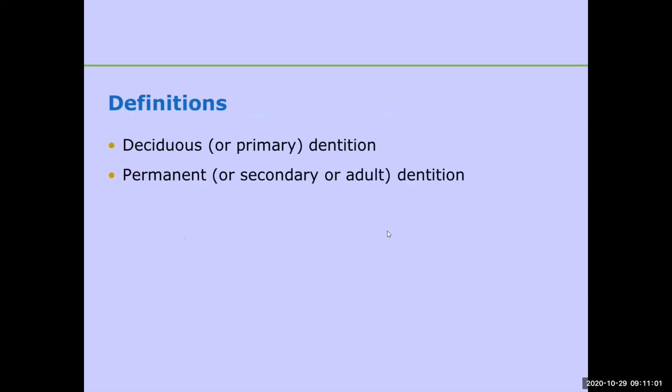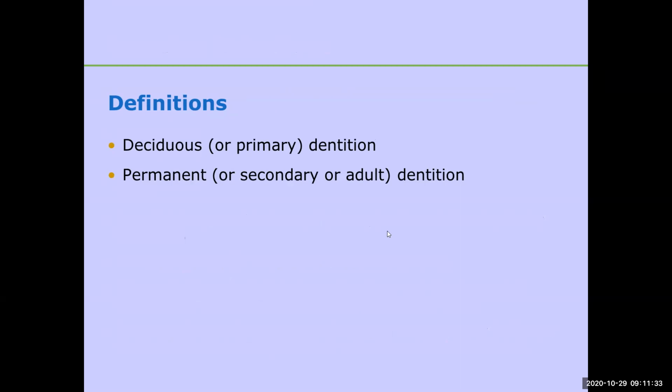So we've got our learning objectives. All right, so let's talk about some definitions. We've got our deciduous or primary dentition. What are some of the other words you can use for deciduous or primary dentition? What have you heard? Baby teeth. Milk teeth. Have you ever heard milk teeth before? That's an old term, milk teeth. So these are the baby teeth.